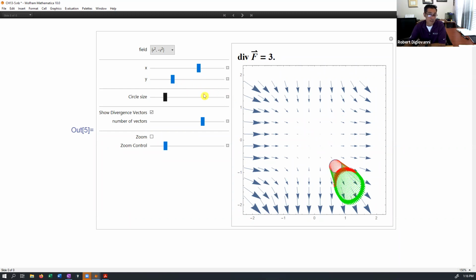Okay, that's div. It's a measurement of this tendency to be going in towards the point or being pushed away, or nothing, or just a net total of nothing.